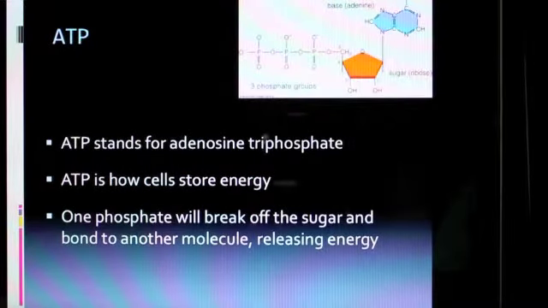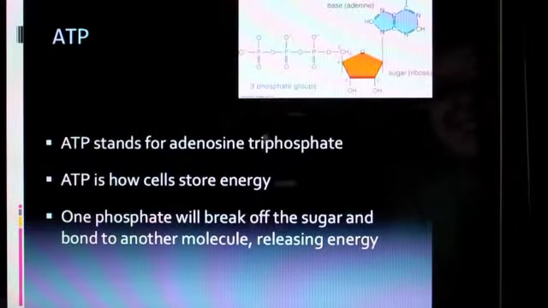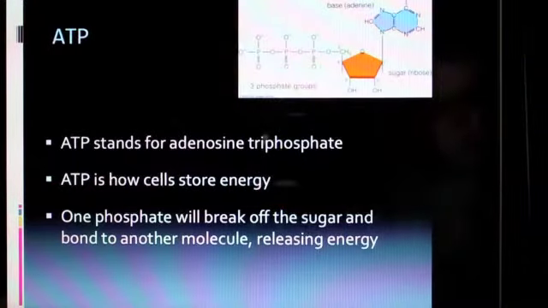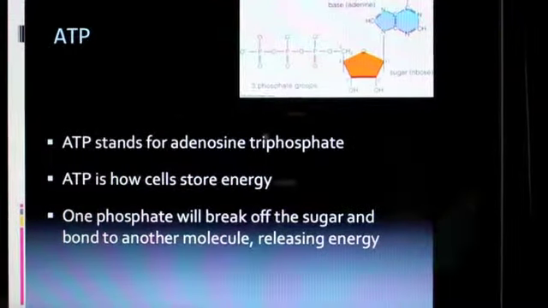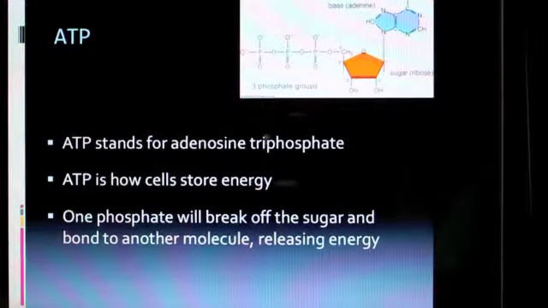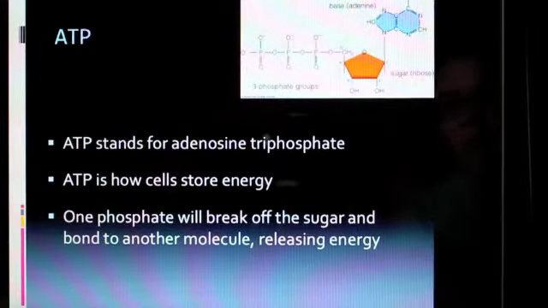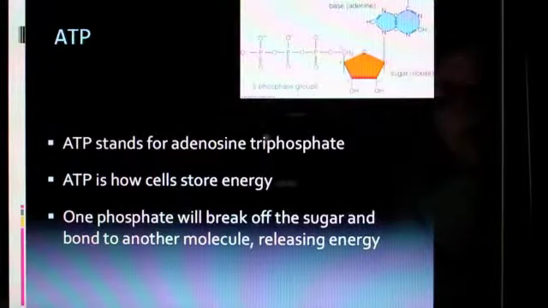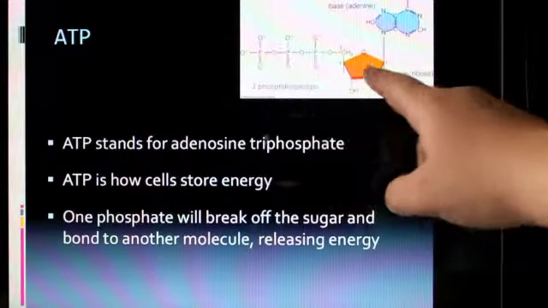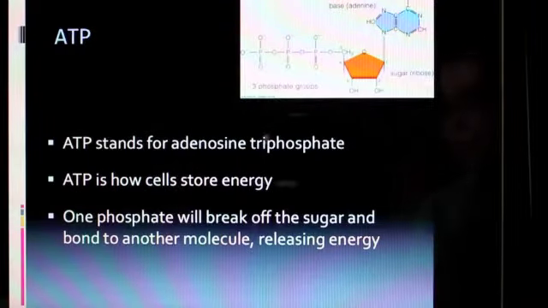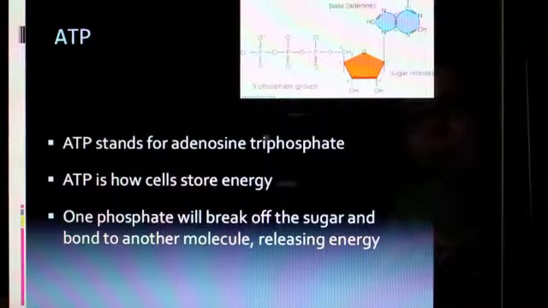ATP is something you may have heard of. It stands for adenosine triphosphate. So here's the adenine, the A. There's the phosphate groups. There's 3 of them. Adenosine triphosphate. Sorry about that. I keep hitting the tripod. So ATP is how cells store energy. When you break one of these phosphates off the sugar, it releases a bunch of energy, and your body can use this energy to do work.